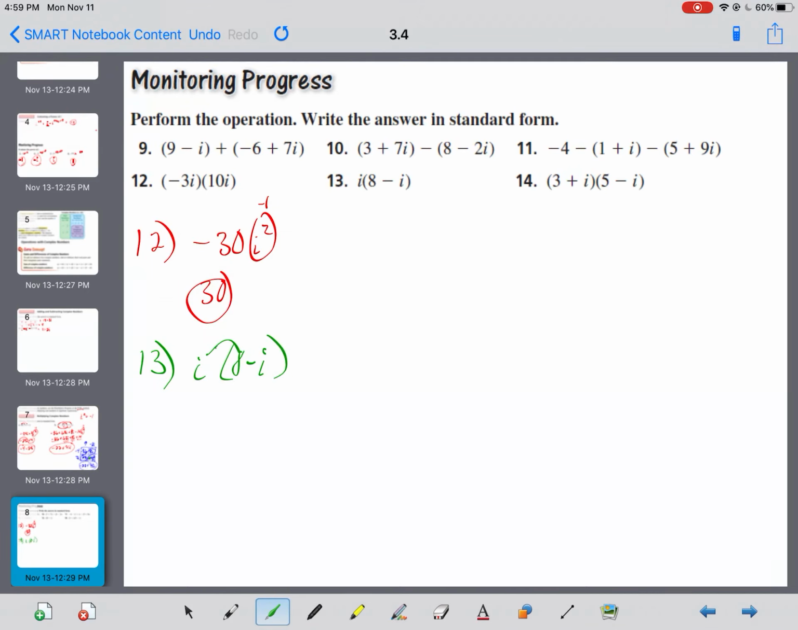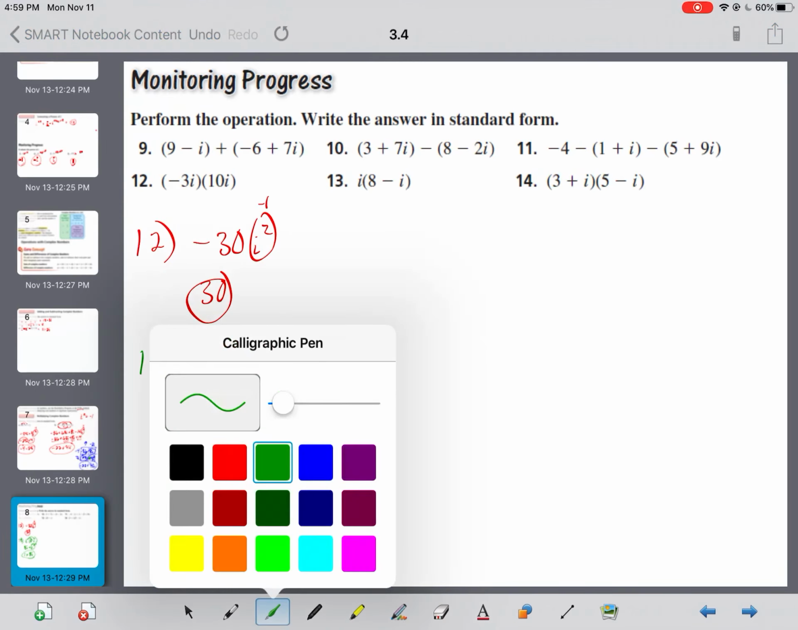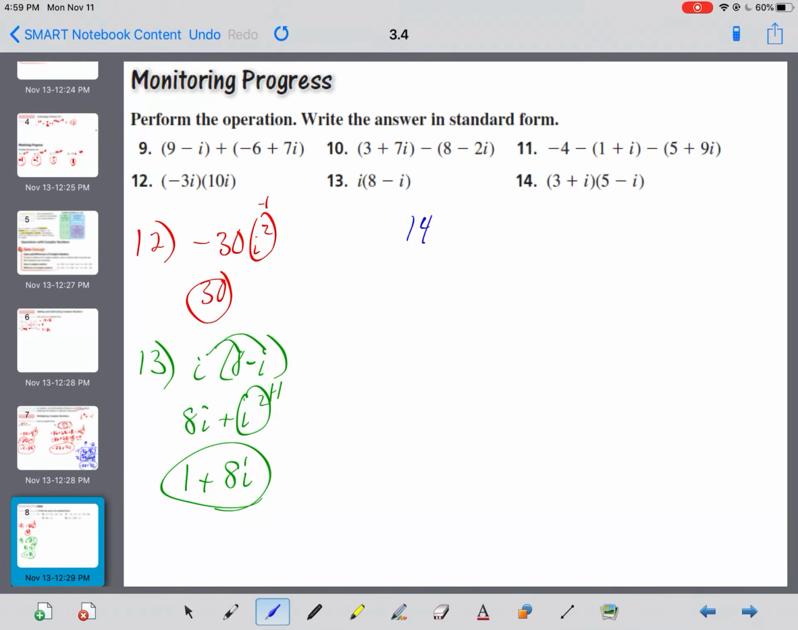i times 8 minus i. Distribute it in. 8i minus i squared. That's important. It's a negative 1. Negative, negative makes positive. So we got 1 plus 8i. Just put it in standard form.